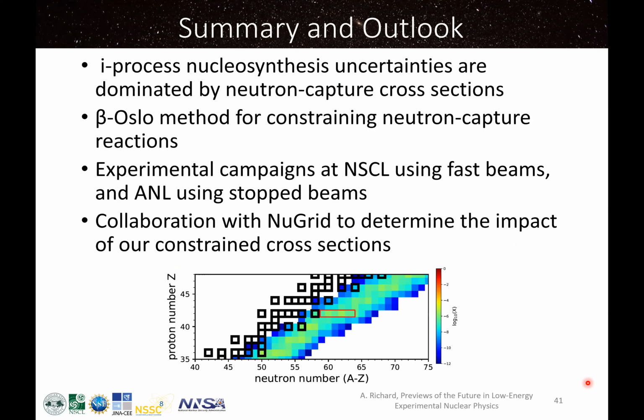So today I've told you about i process nucleosynthesis and how it's really dominated by neutron capture cross sections. We talked about the Beta-Oslo method for constraining neutron capture reactions, and then discussed experimental campaigns both at the NSCL as well as at Argonne National Laboratory. We have this amazing collaboration with the NuGrid group that's going to allow us to determine the impact of our constrained cross sections for the i process reaction network.